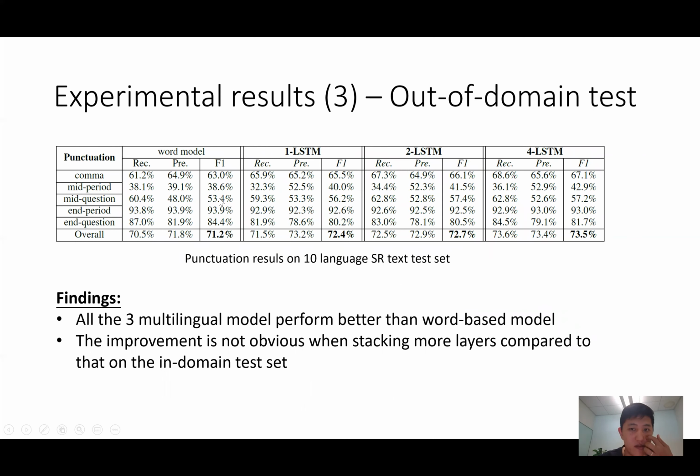These are the results on the 10 languages ASR text test set. We compared with the word-based model. All 3 multilingual models perform better than the word-based model. The improvement is not obvious when stacking more layers, compared to that on the in-domain test set.